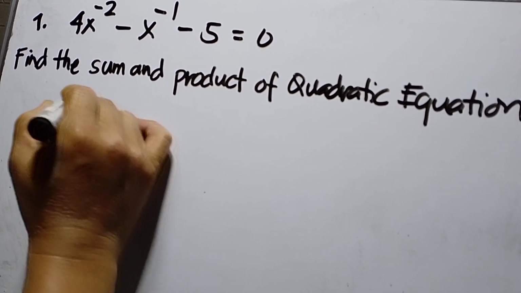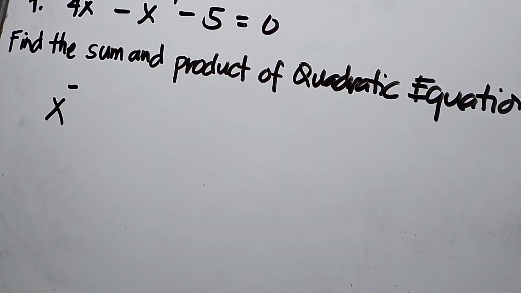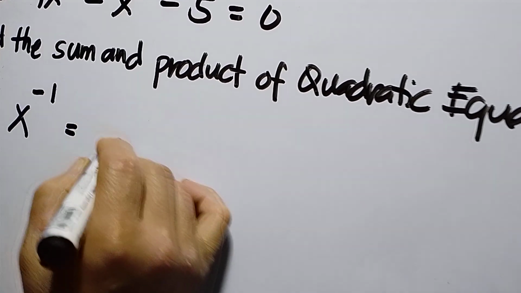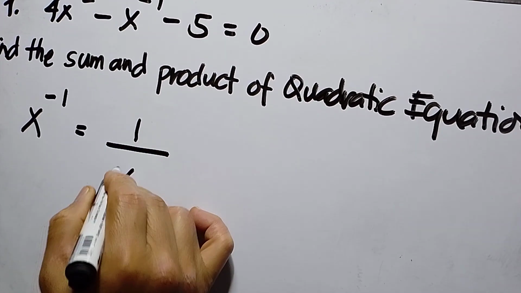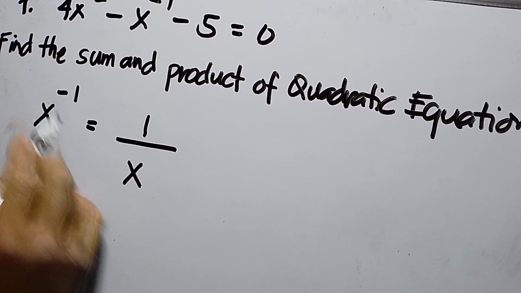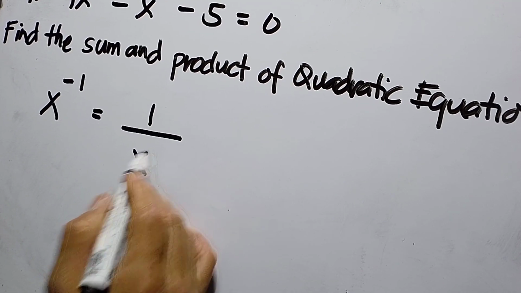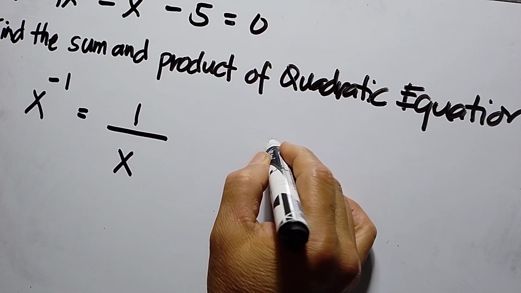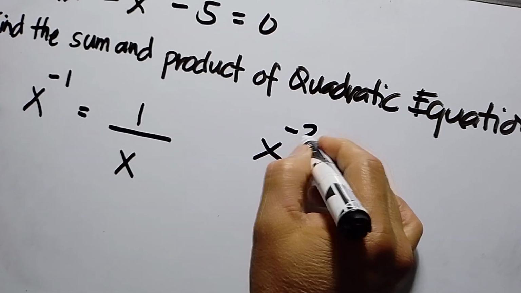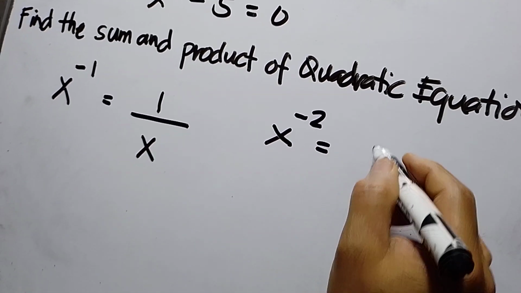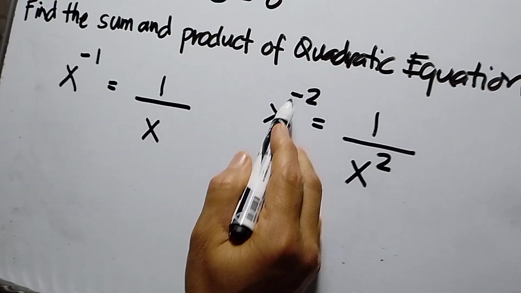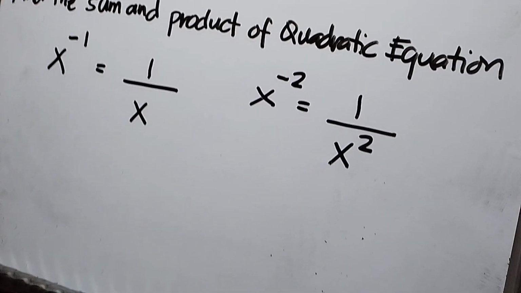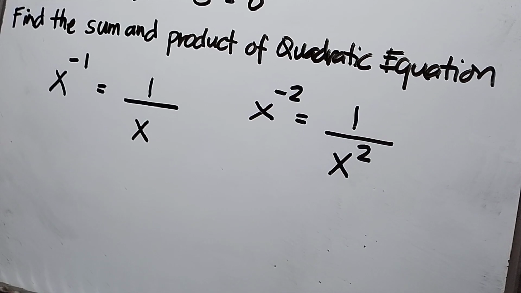If there is a negative exponent, it should be 1 over x. So take note, the negative 1 is changed to positive 1. For example, if you have x raised to the negative 2 power, this will be 1 over x squared. So the negative sign changed to positive sign. So let us solve number 1.